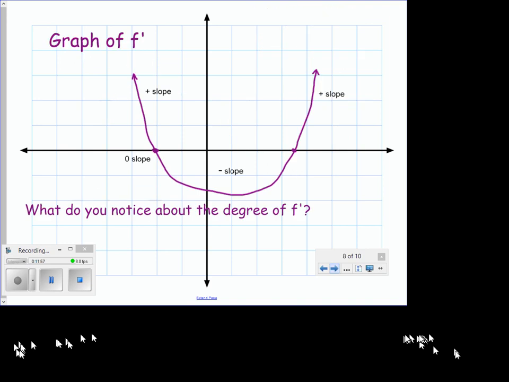Here is the graph of f prime of x. So notice that our zero slopes are located at -2 and 3.5. We see that all the positive slopes are above the axis. The negative slopes are below the axis, and then the positive slope is above the axis again. So what do you notice about the degree of f prime? Look at the graph. Tell your partner what that graph looks like.